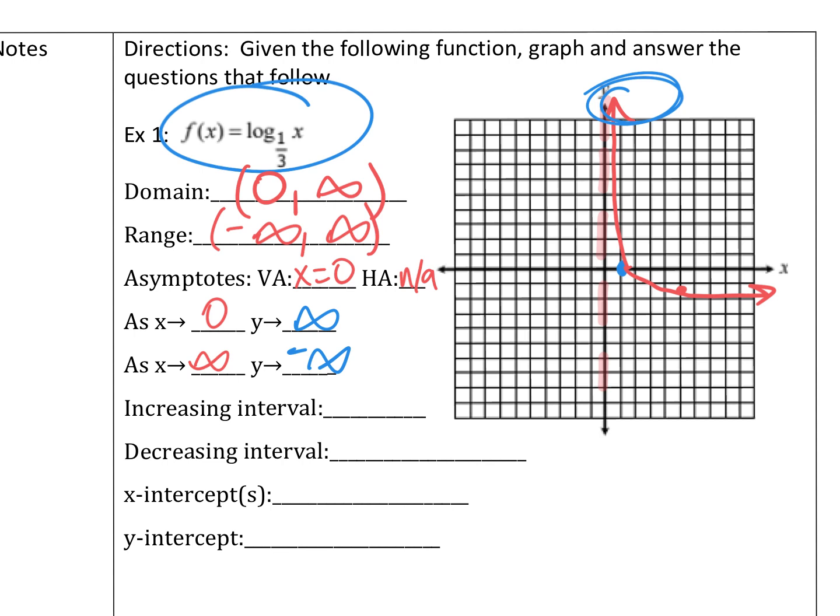Okay? If this was a roller coaster moving from left to right, what would it be doing? Going down. So that means decreasing. And I always copy the domain. The x-intercept. Where do I cross the x-axis? 1, 0. Where do I cross the y-axis? Never. Good.